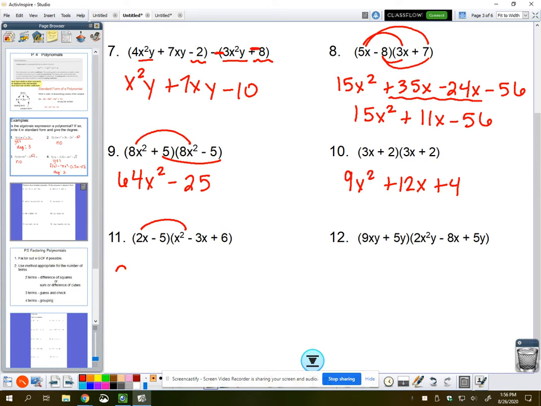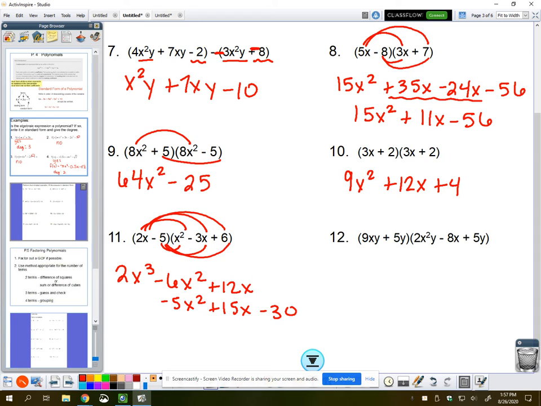All right, number 11. If I do 2x times x squared, 2x times negative 3x, 2x times 6, and then negative 5 times x squared. I'm going to write underneath because I'm running out of space. Negative 5 times negative 3x, and then negative 5 times 6. Combine your like terms. When I wrote it underneath, I kind of put my like terms together. So when I combine those like terms, I get that.